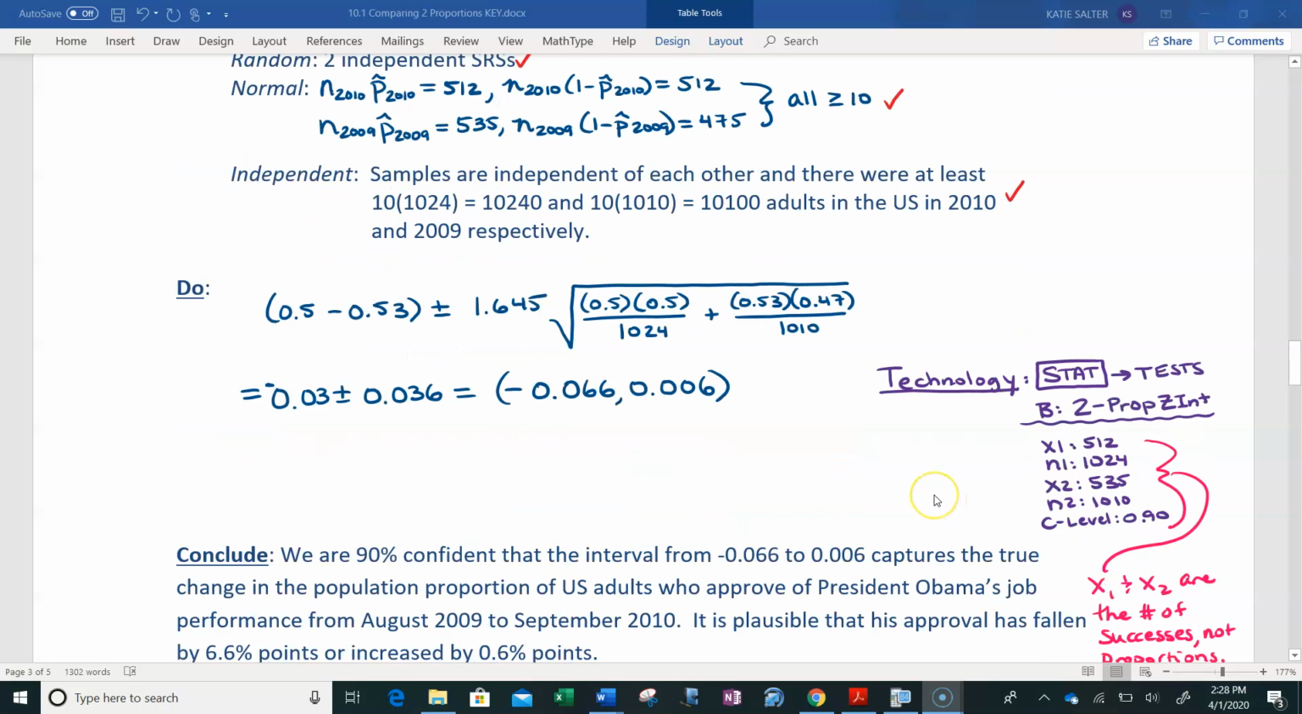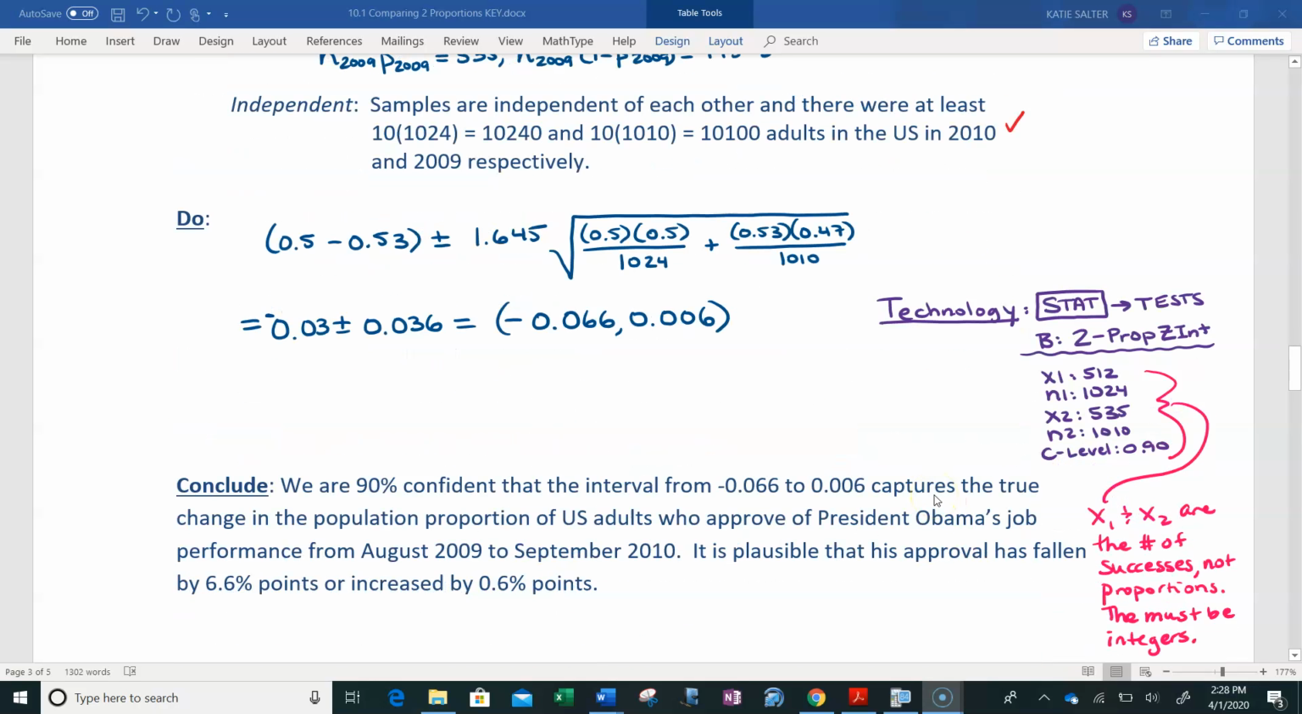All right, so one of the things I wanted to talk about is the technology piece to this. It is really important when you do these in your calculator that you use the two proportion Z interval and not the two sample Z interval. So I'm going to pull up the calculator and show you what I mean by that.